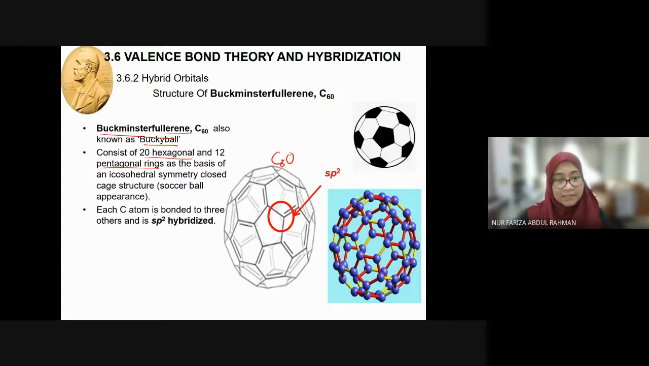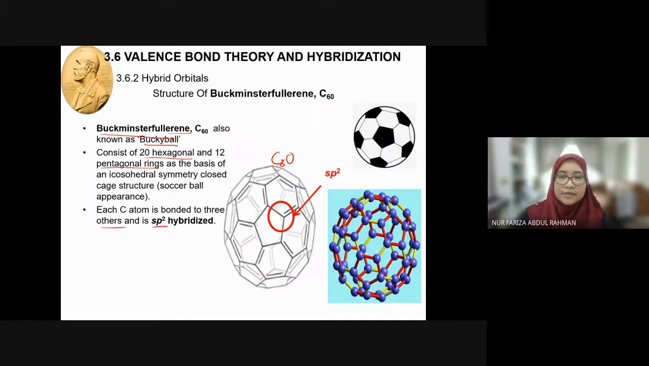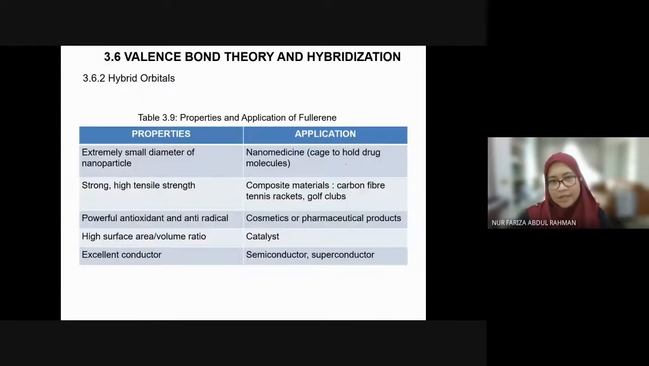So each carbon atom is bonded to 3 others and is sp2 hybridized. Okay, so they are all sp2 hybridized. So this is how your Fullerene C60 looks. Okay, previously we can have C60, C70. Okay, right. So initially it was C60. Okay. All right, properties for allotropes.